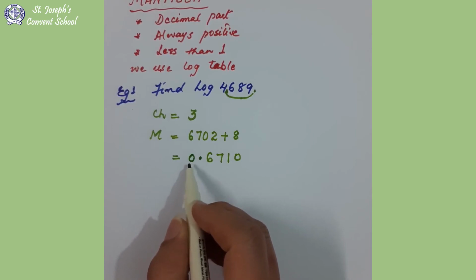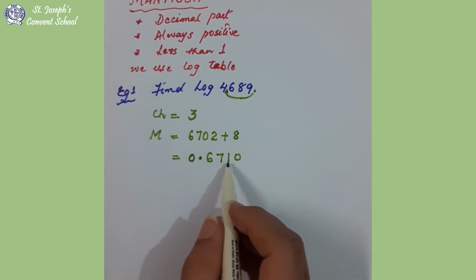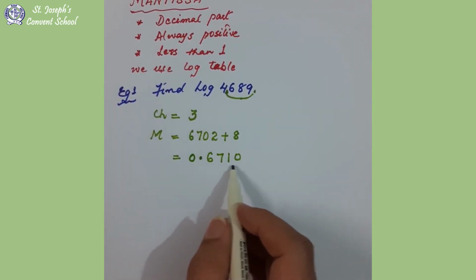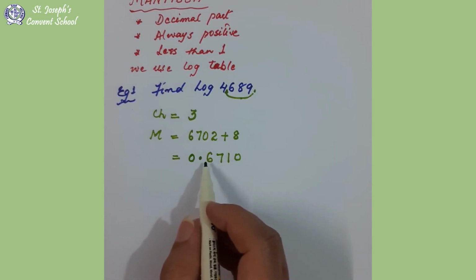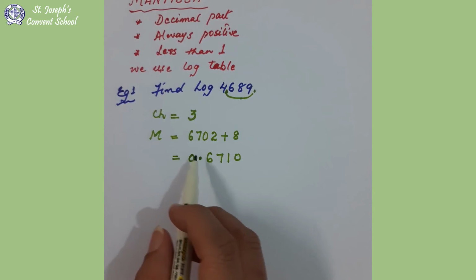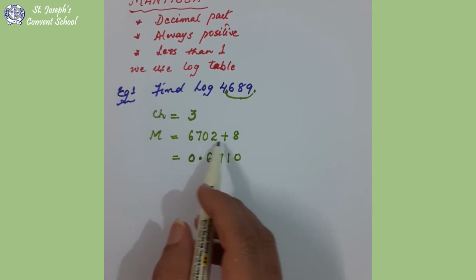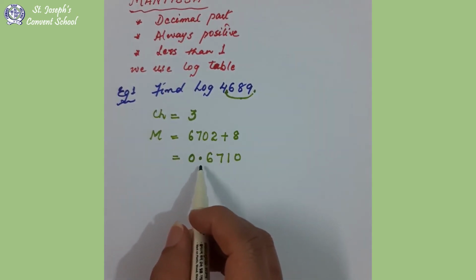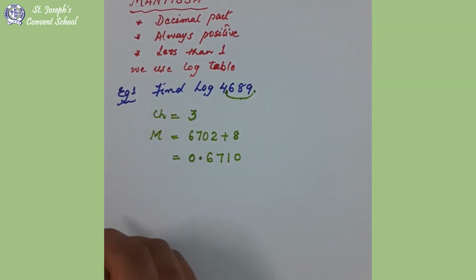So it is 0.6710. Now this is the decimal part, and you can see this number is less than 1. So the mantissa is always written with a decimal. Add the numbers, then put the decimal. Okay, so this is the mantissa.